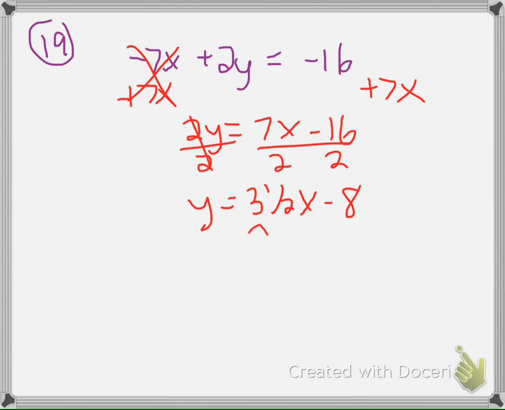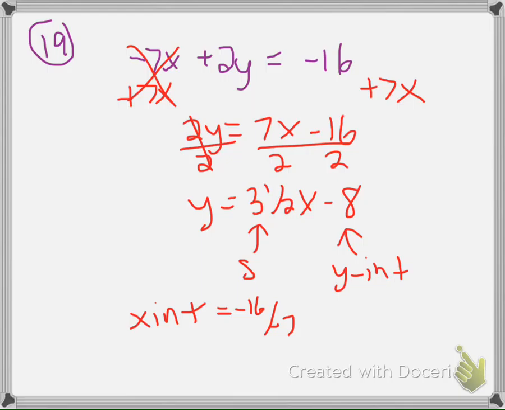So my slope is 3.5. My y-intercept is negative 8. And my x-intercept, looking back at the standard form, negative 16 divided by negative 7. Let's see, 7 goes into 16 2 times with 2 left over, and they're both negative, which means I'm left with 2 and 2/16.